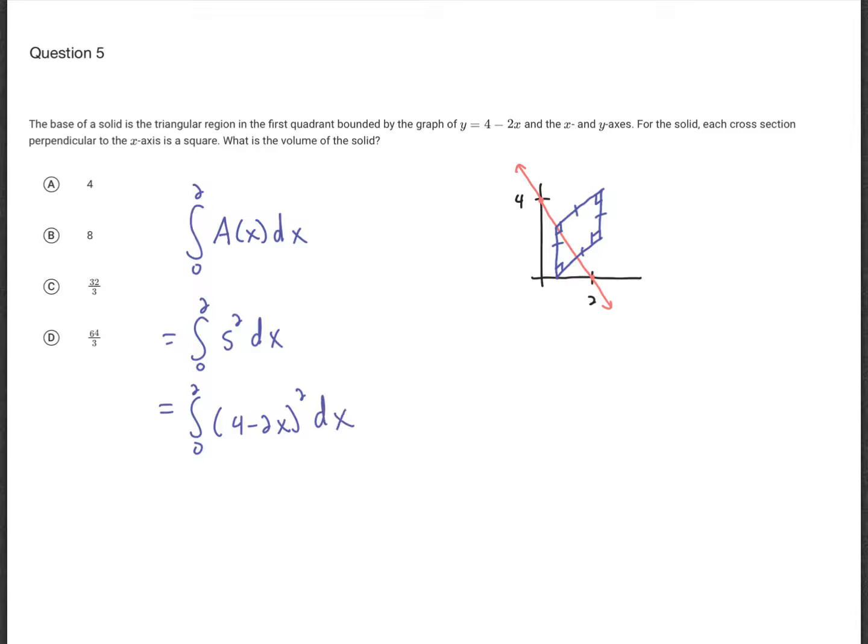Now we just have to solve this integral. You can do it different ways, probably two different ways. You could either FOIL this out and then have a few different little power rules to do, or you can do u-substitution. It doesn't really matter. I'm going to do it kind of quickly.